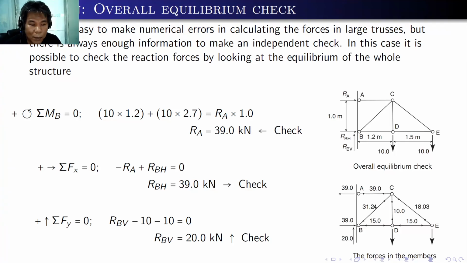Then lastly, summation forces Y is equal to 0. We have RVV minus 10 minus 10. So the result is RVV is 20 kilonewton, which is also correct. So we are done with analyzing the whole structure using the method of joints, and we also were able to check if our calculation is correct. So that's how we do the method of joints in analyzing a 2D truss.